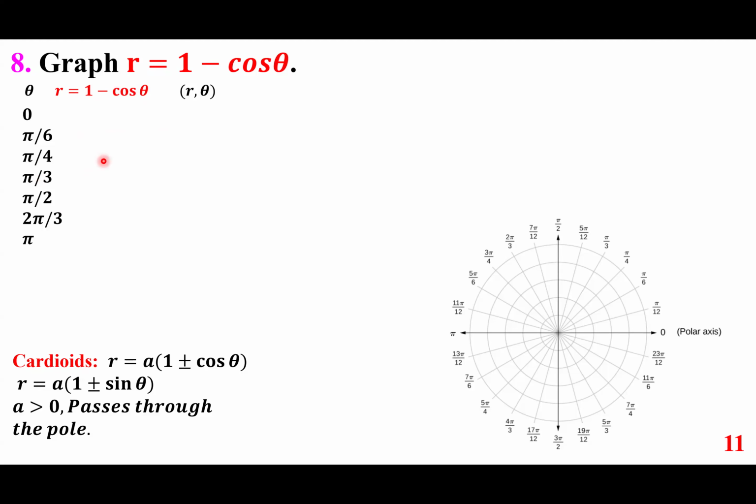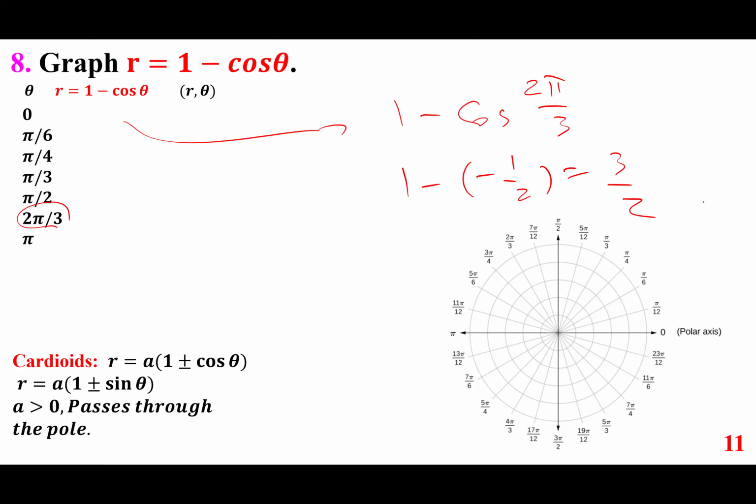Pi over 2 is 0, so 1. 2 pi over 3 is the same as pi over 3, but it's negative. So just so you can see, for 2 pi over 3, I get 1 minus cosine of 2 pi over 3, which is 1 minus negative 1 half, which is 3 halves. And if I put pi, for pi I get 1 minus cosine of pi, which is 1 minus negative 1, which is 2. So I'm sure it's very easy to evaluate those.